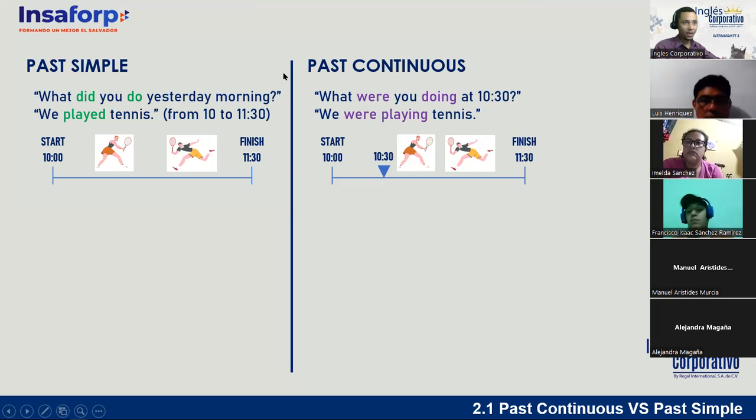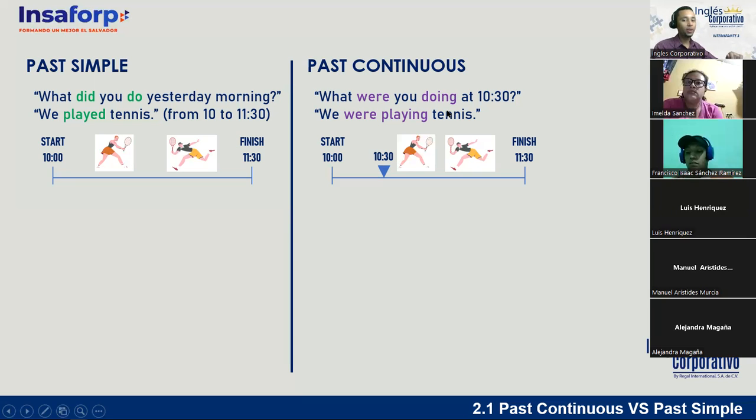But what about the past continuous? Let's take a look. What were you doing at 10:30? Okay. We were playing tennis.